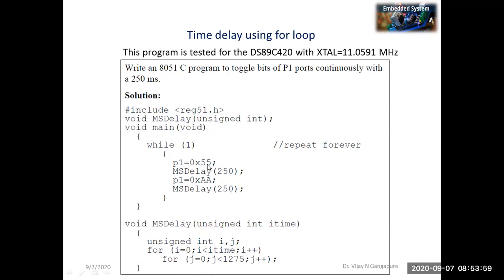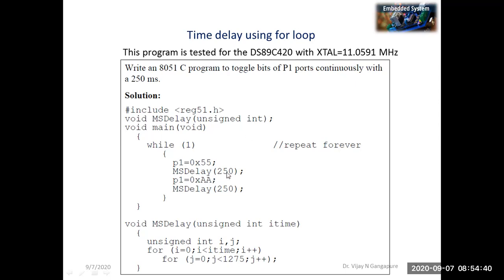So after outputting 55 to port 1, I am calling this ms delay function and passing the value 250 because I require a 250 millisecond delay. If I pass the value 250 to this ms delay, this function offers a 250 millisecond delay. If I pass 500 here, it will offer a 500 millisecond delay, because this value 1275 was determined accordingly, considering this microcontroller and the crystal frequency of 11.0592 megahertz.